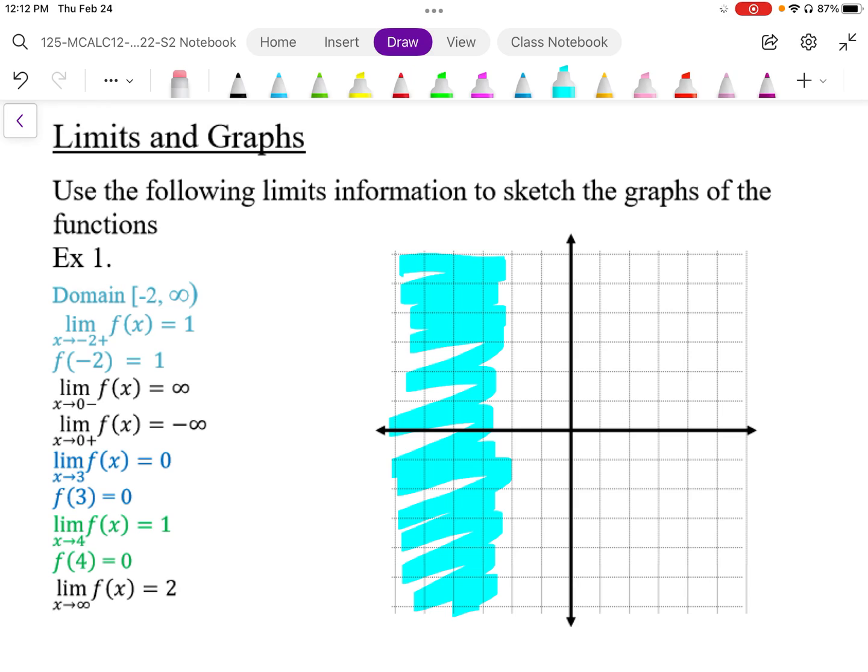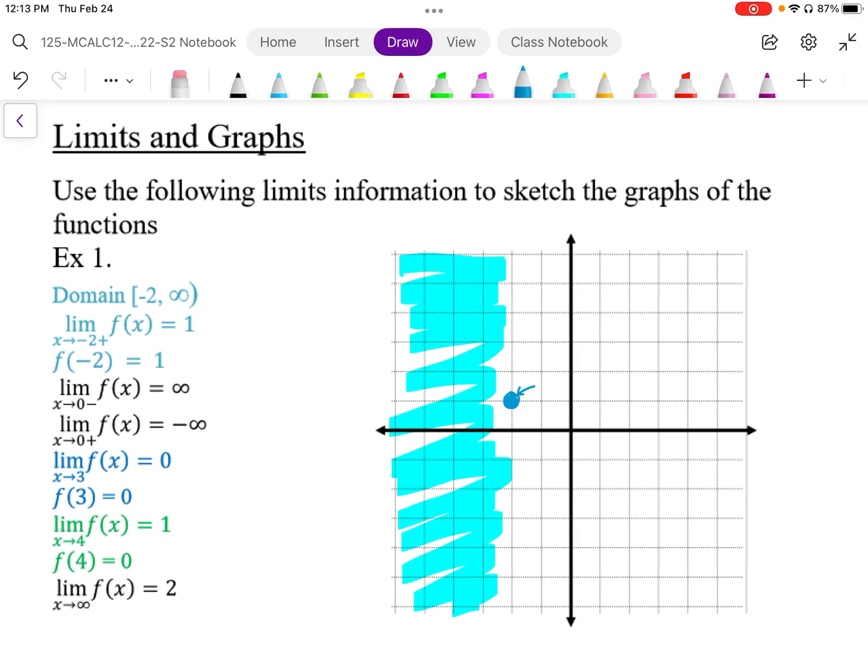And it tells us as we go to -2 from the positive side, f of x is equal to 1. So at this point here, we know coming in this direction, it's going to approach 1. And it says also that f of -2 is actually equal to 1. So we know that not only does it head there, it actually gets there. Okay, so we're going to draw a point there.